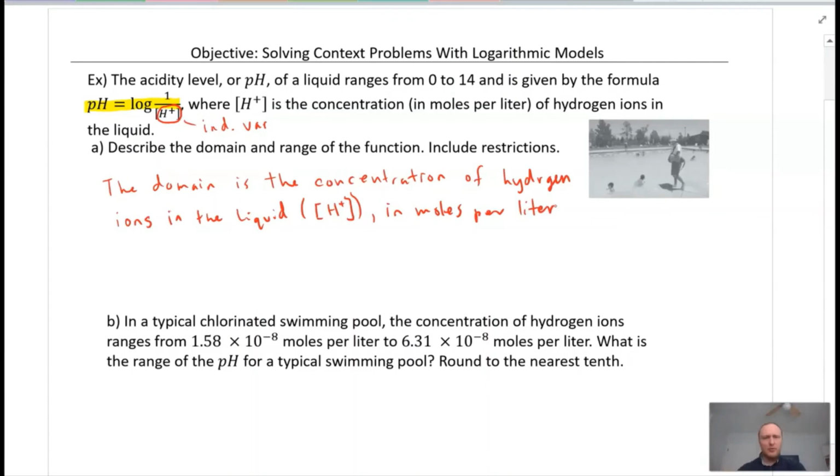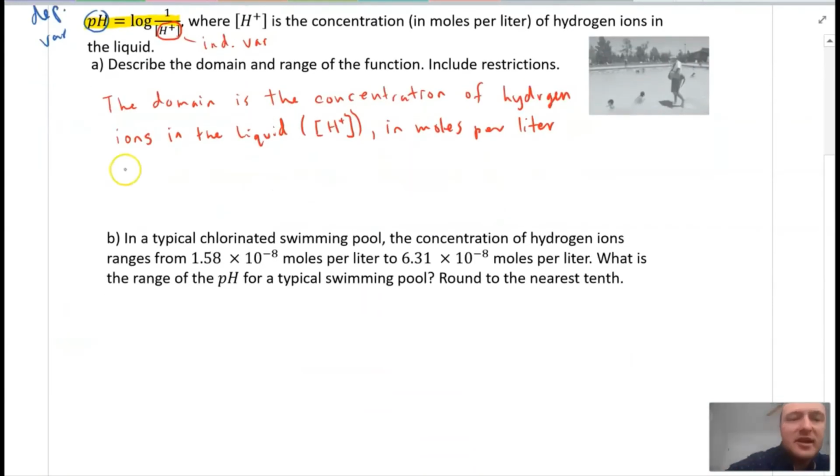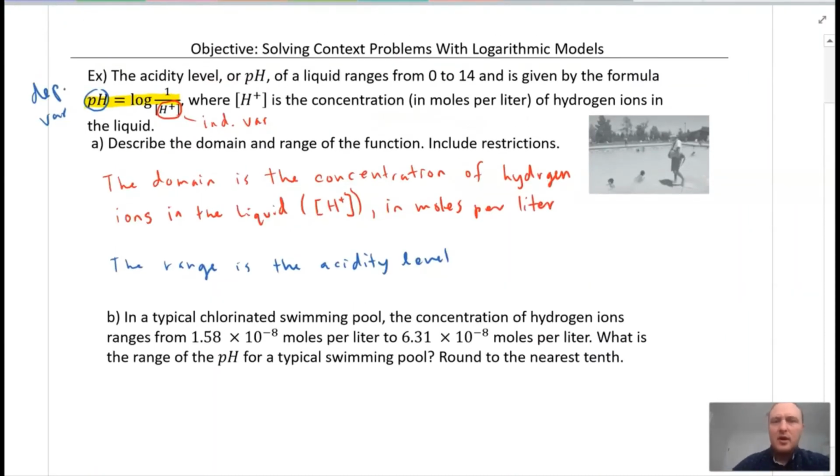Okay, so before we get to restrictions, I want to go back to my formula. Here I have pH. This is the output. This is the dependent variable. So this is our range, pH, and pH is the acidity level. So we can say the range is the acidity level of a liquid.